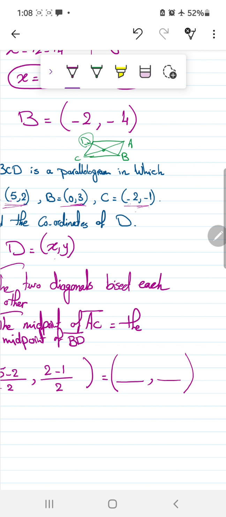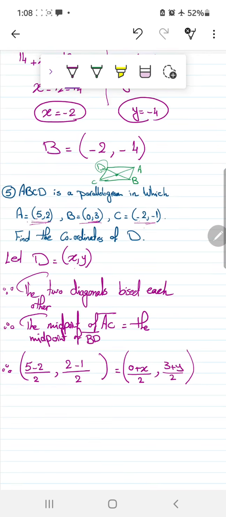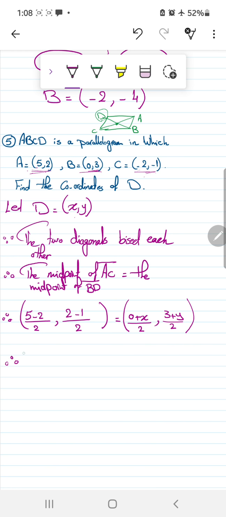So here we have x2 plus x1, which will be 0 plus x, or x plus 0. It's similar. So here 0 plus x over 2 and 3 plus y over 2, or y plus 3 over 2. Okay, so we get here 5 minus 2 equals 3 over 2, and 2 minus 1 is 1, so 1 over 2 equals x over 2 and 3 plus y over 2.